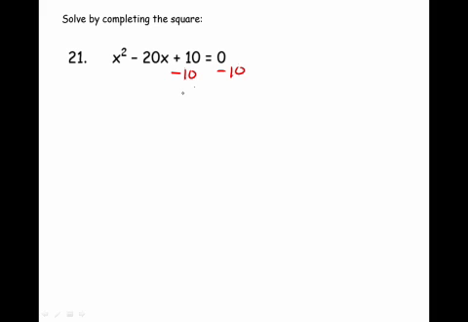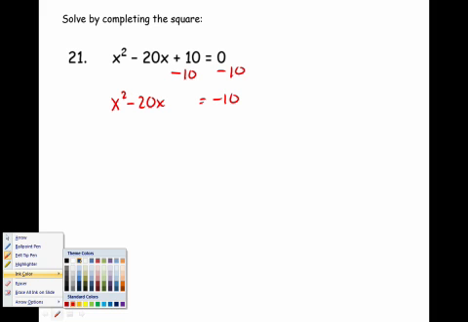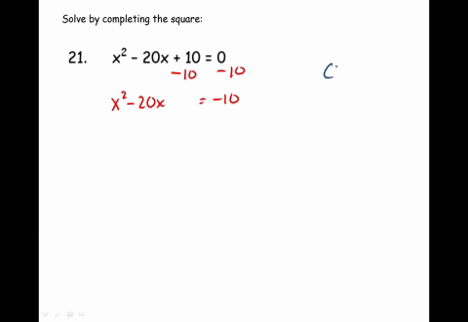The first thing I do is subtract 10 from both sides, so I get x squared minus 20x is equal to negative 10. Now I'm going to go ahead and do this in a different color. To complete the square, I want to do b divided by 2 squared. So my b value here is negative 20. I want to divide that by 2 and then square it.